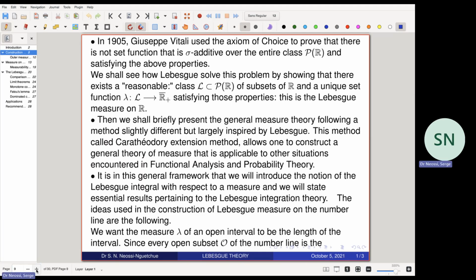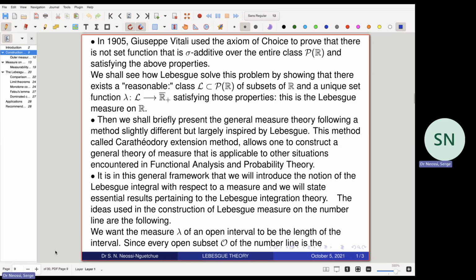So in 1905, Giuseppe Vitali used the axiom of choice, which is a set theory axiom actually, to prove that there is no set function that is sigma additive over the entire power set of R and satisfying the above properties, which we would denote to be the properties of a measure function.